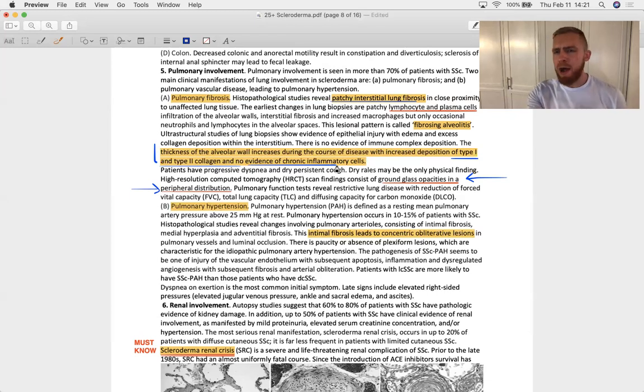So if that can happen around the alveoli, you better bet it can happen around the pulmonary arteries and veins too, which can give you a pulmonary hypertension.